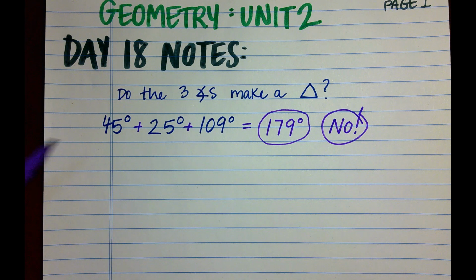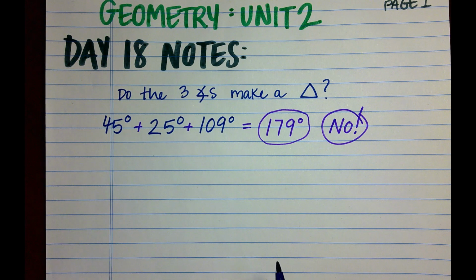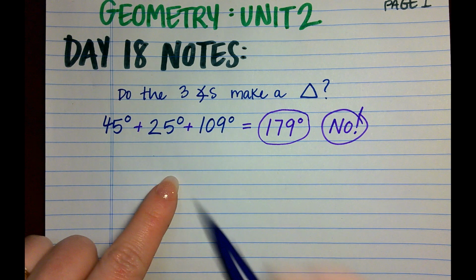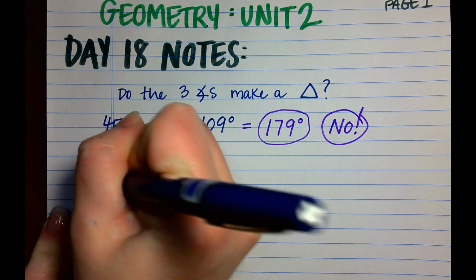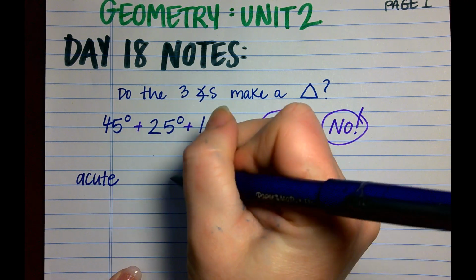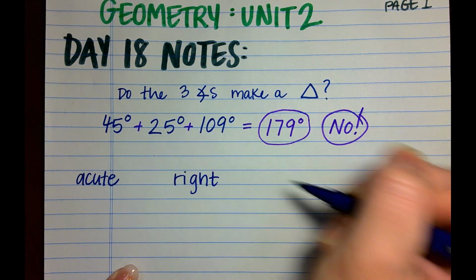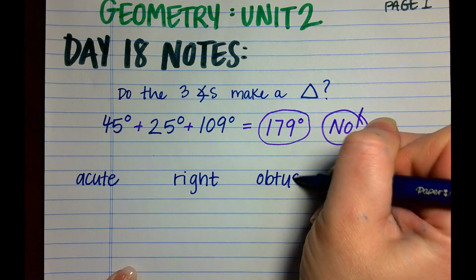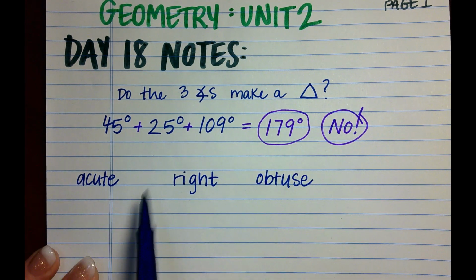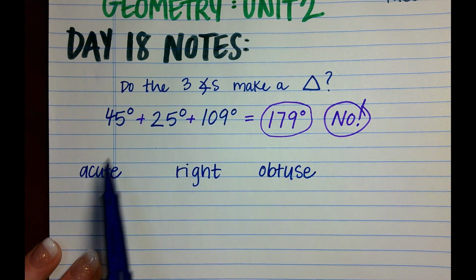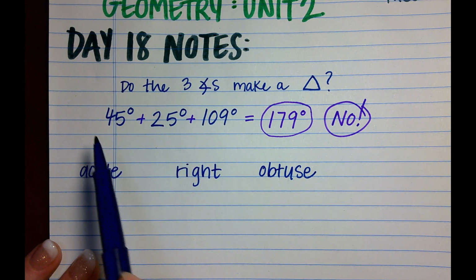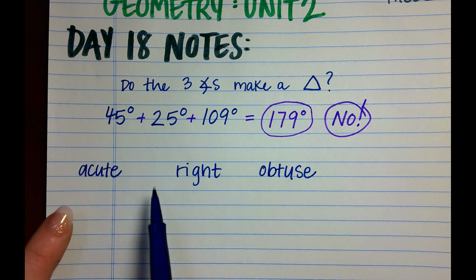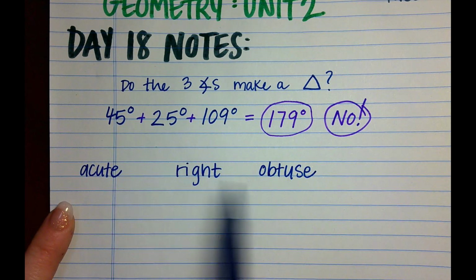Now, the second part of these questions is I will ask you, if it does make a triangle, or if it were a hypothetical triangle, let's pretend it's a triangle, what type of triangle would it be? Your options are acute triangle, right triangle, or obtuse triangle. We would say, if these did make a triangle, what kind of triangle would it be? And here's how we can tell. We can review these real quick.